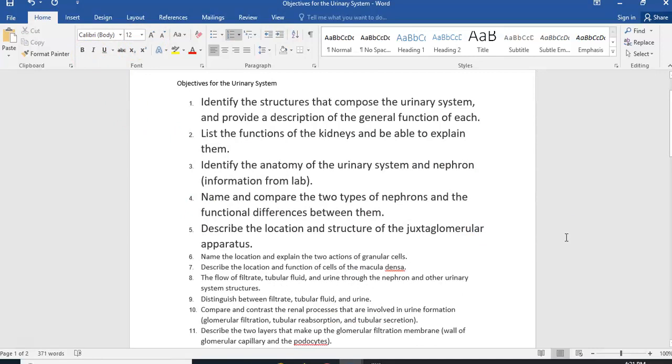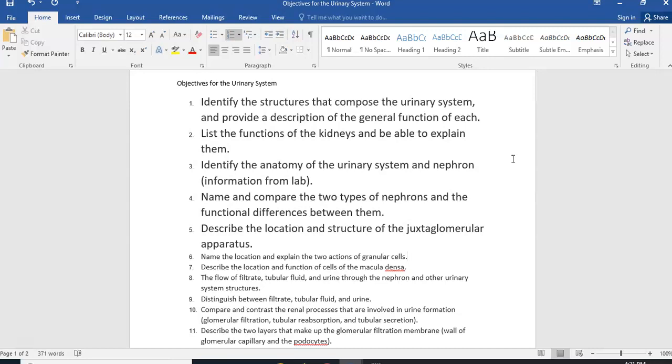The first objective is to identify the structures that compose the urinary system. Those are pretty straightforward. We have our kidneys, our ureters, our bladder, and then the urethra. And just general functions for each one of those. Kidneys are going to filter the blood, and they're going to produce urine.